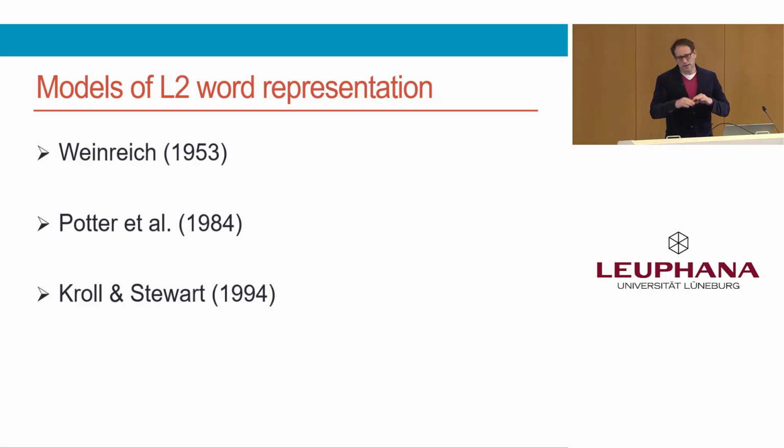There are three very influential models of L2 word representation and bilingual lexicon representation. One, a very old one, is that by Weinreich, who looked at bilinguals predominantly. Then Mary Potter, not related to Harry Potter, but Mary Potter and colleagues looked more at how new words are learned by L2 learners. And they suggested a specific way of this happening, and then Kroll and Stewart in '94, which is more than 20 years ago, merged this, and I will look at this in detail now.